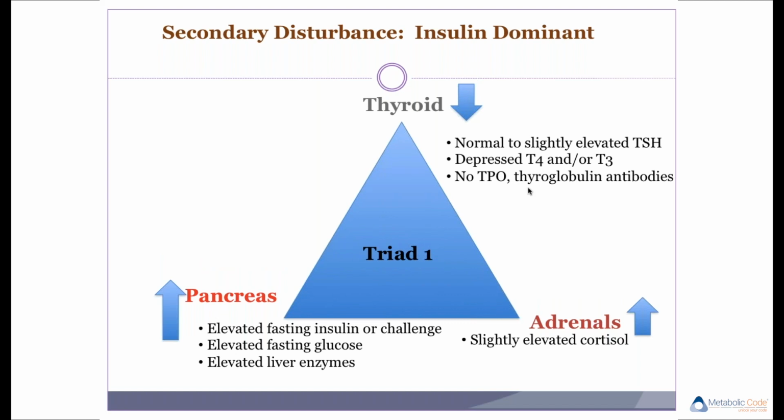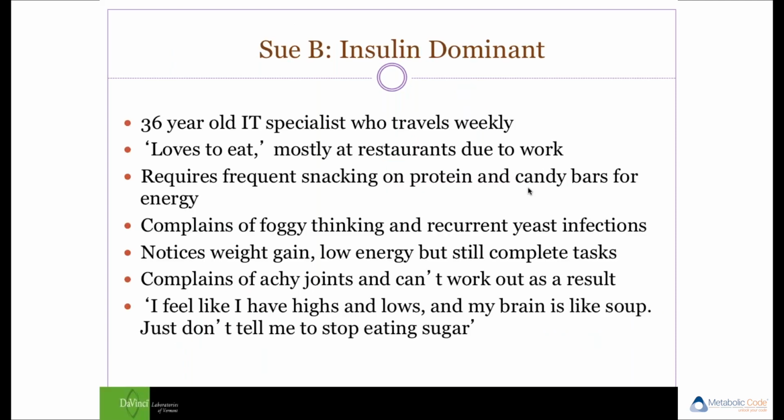Now, how might they present lab-wise? This is the pattern that we're going to see metabolically in this classic early presentation. And I'm saying early on purpose, that this is just someone who has some blood sugar issues that are beginning to reach into adrenals and thyroid. So you may find an elevated fasting insulin or on challenge, elevated fasting glucose, and potentially some elevated liver enzymes. On assessing their cortisol levels, they'll have a slightly elevated cortisol, and then finally a normal to slightly elevated TSH, potentially depressed T4 and or T3, but no presence of TPO and thyroglobulin antibodies.